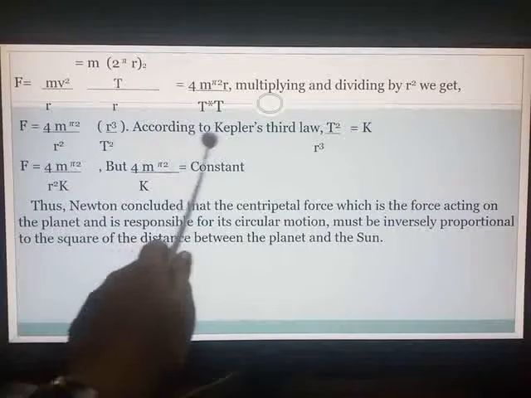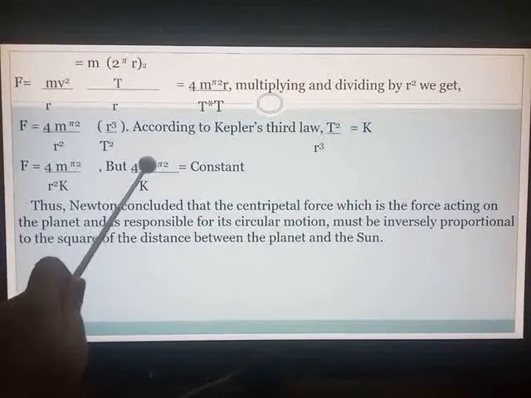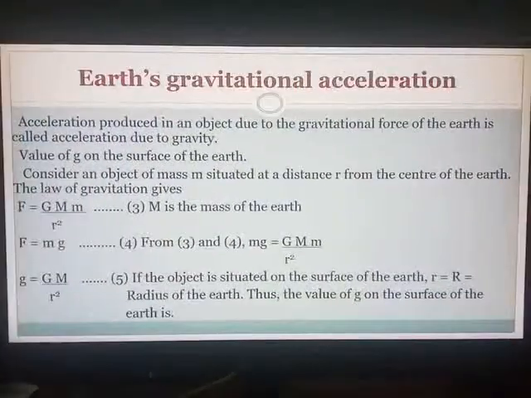How? According to Kepler's third law, T square upon r cube is equal to k. Therefore, F is equal to 4 multiplied by m multiplied by pi square upon r square k. But 4 multiplied by m multiplied by pi square upon k is constant, and thus Newton concluded that the centripetal force, which is the force acting on the planet and responsible for its circular motion, must be inversely proportional to the square of the distance between the planet and the sun. And this derivation is very important.